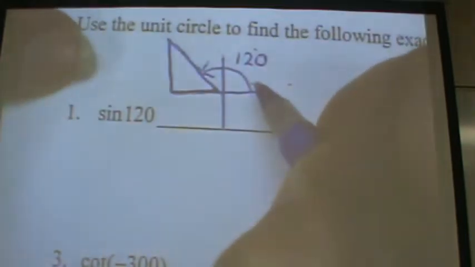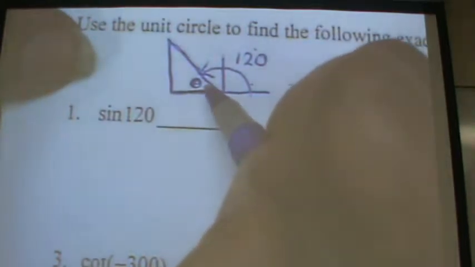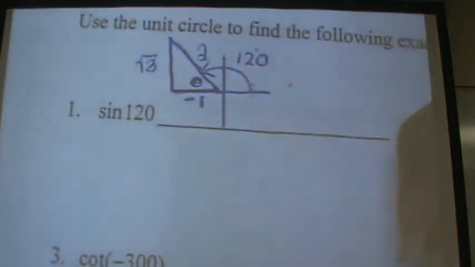Okay, so now if from here to here is 120 degrees, what's this angle right here? It's 60 degrees. If this is a 60-degree angle, can you name this side? Root 3. Yep, what's this? 1. Negative 1, and this is 2. That's very important that you understand that you're going left 1 unit.